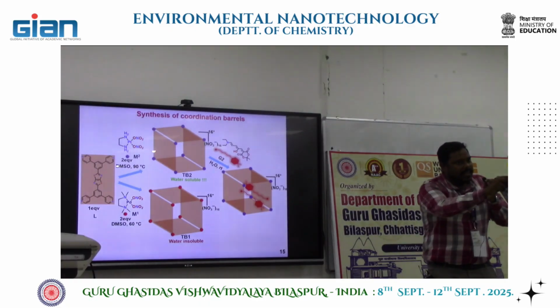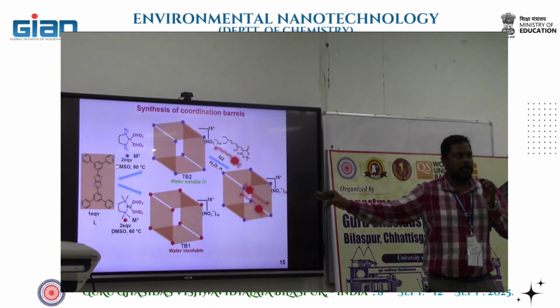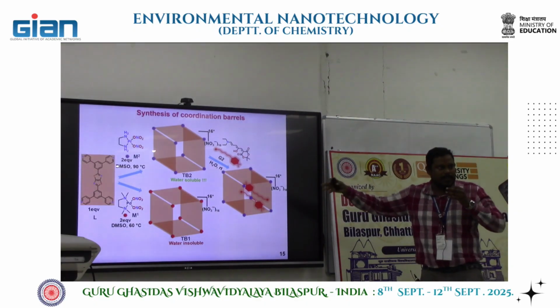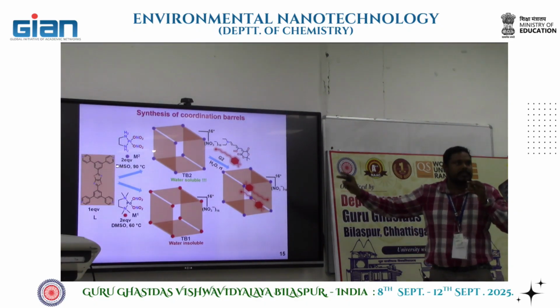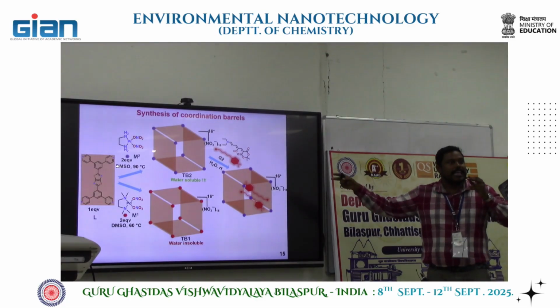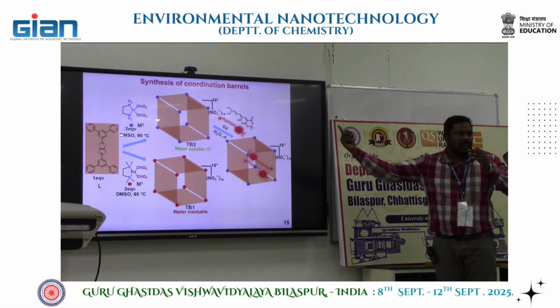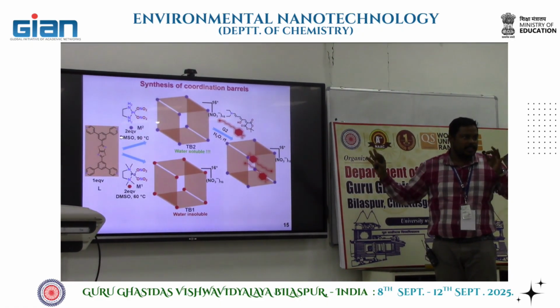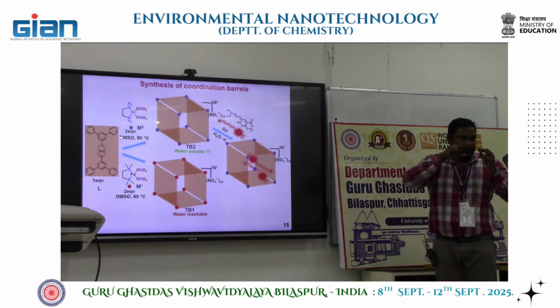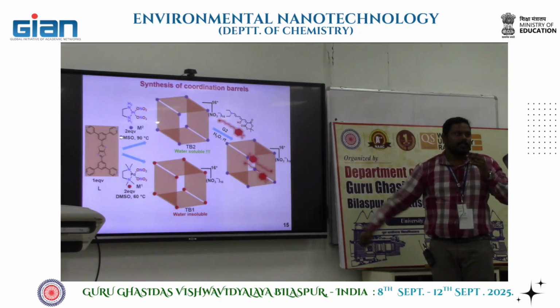Based on the angle, it will give the structure which is more stable thermodynamically, because there are several possibilities when both are mixed. That is what is called self-assembly. It self-assembles to give a unique structure. We are not controlling the structure; we are giving the geometry in the direction, and in that direction it is forming.